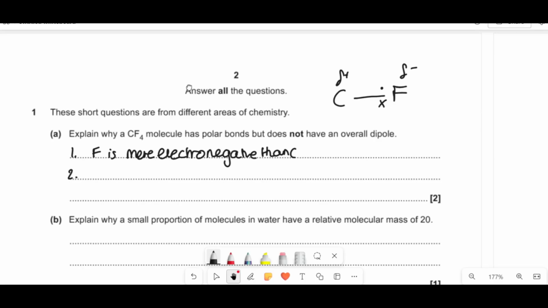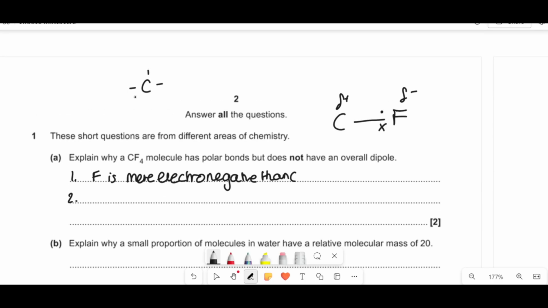The reason it doesn't have an overall dipole is because it's C, F, F, F, F, right? Imagine you're playing tug of war with your mates and you're all pulling in the same direction on this one guy in the middle who's sad, right? So it's like, help me, I'm being stretched. And you're all yanking this guy out, right? He's not going up, he's not going down, to the sides or anything. He's kind of in the middle, he's just getting stretched out. In a similar sense, that's what's happening here. They're all pulling the electrons towards themselves, in the same amount, in the same direction.